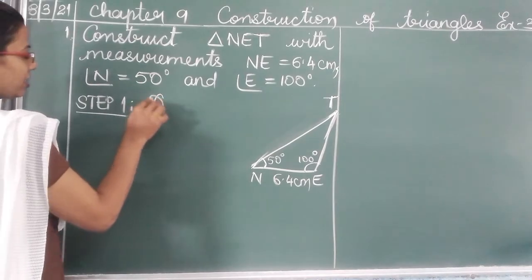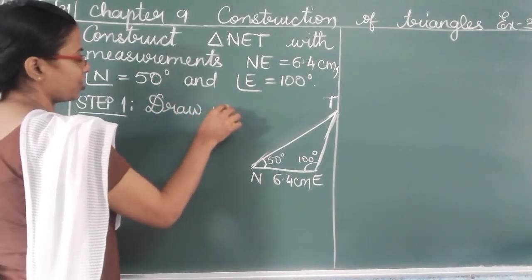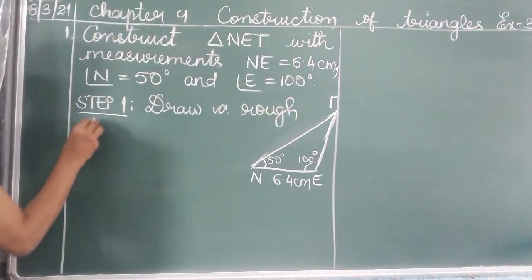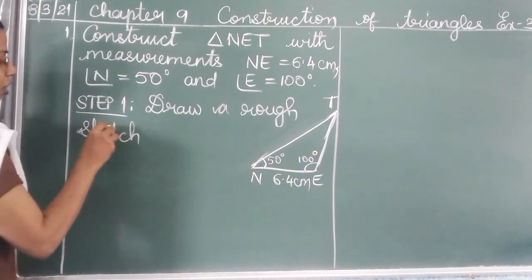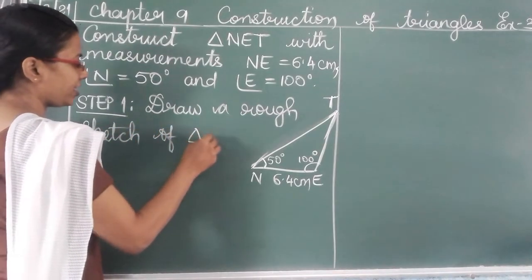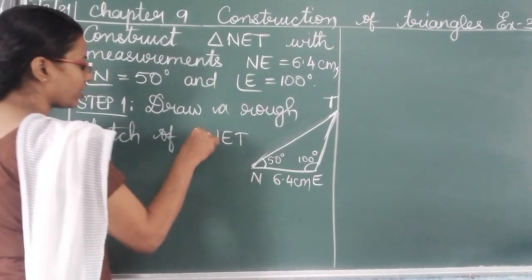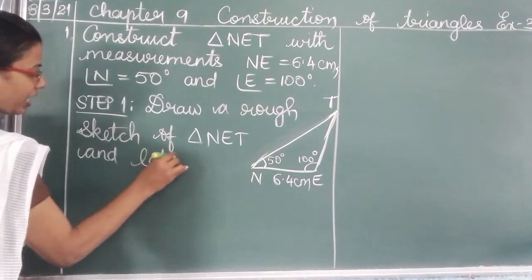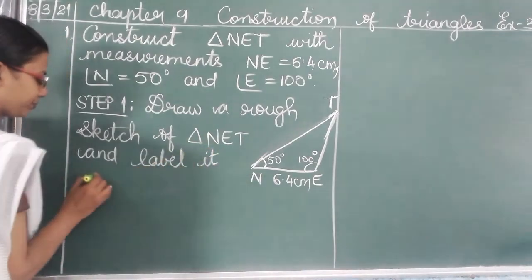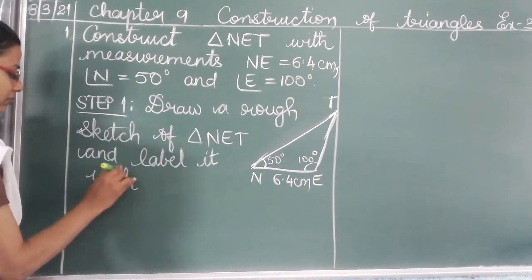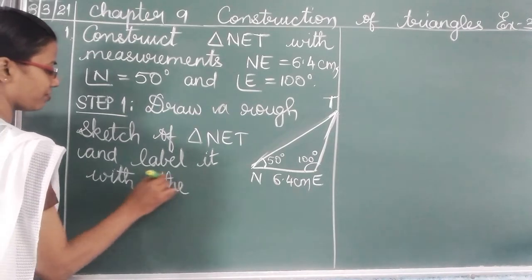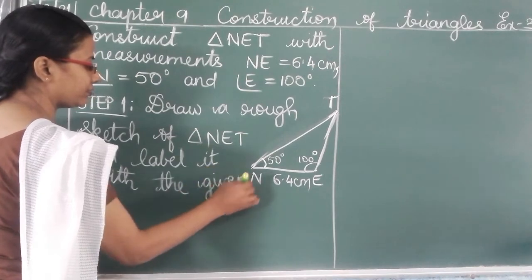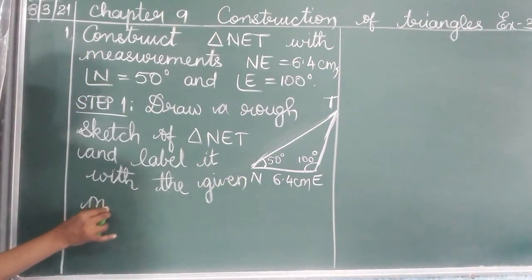So let's write step 1. Draw a rough sketch of triangle NET and label it with the given measurements.